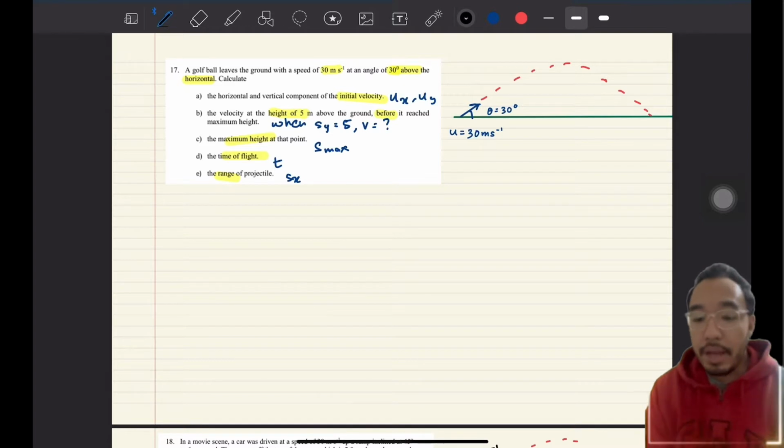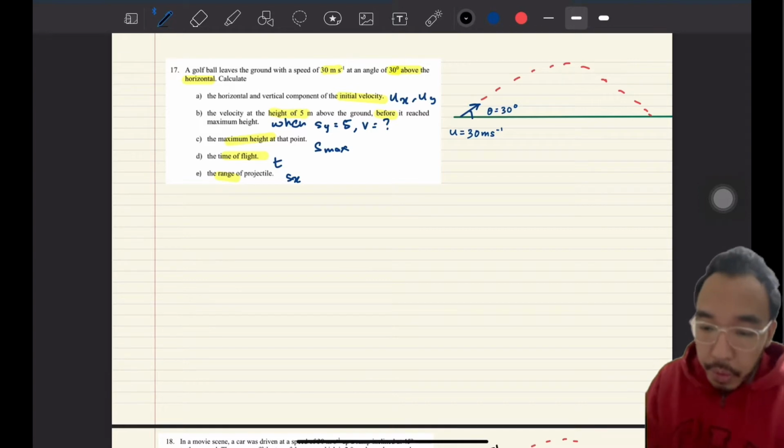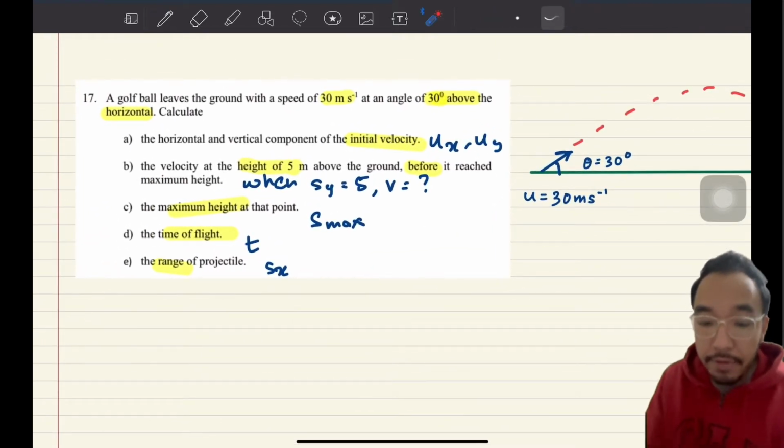So today I would like to discuss question number 17 and 18. I'm going to skip question 16 because we already covered it in our tutorial discussion previously. For question 17, I already highlighted it for you. A golf ball leaves the ground with a speed of 30 meters per second. Okay, you can read the question first.